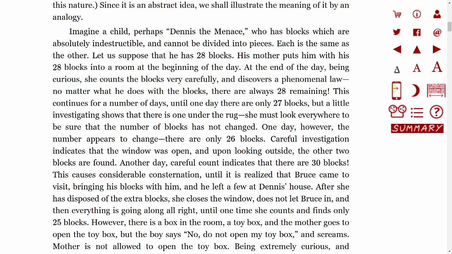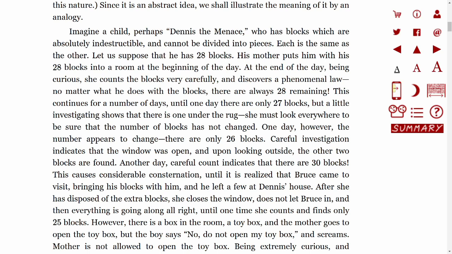This continues for a number of days, until one day there are only 27 blocks. But a little investigating shows that there is one under the rug. She must look everywhere to be sure that the number of blocks has not changed. One day, however, the number appears to change. There are only 26 blocks. Careful investigation indicates that the window was open, and upon looking outside, the other 2 blocks are found. Another day, careful count indicates that there are 30 blocks.